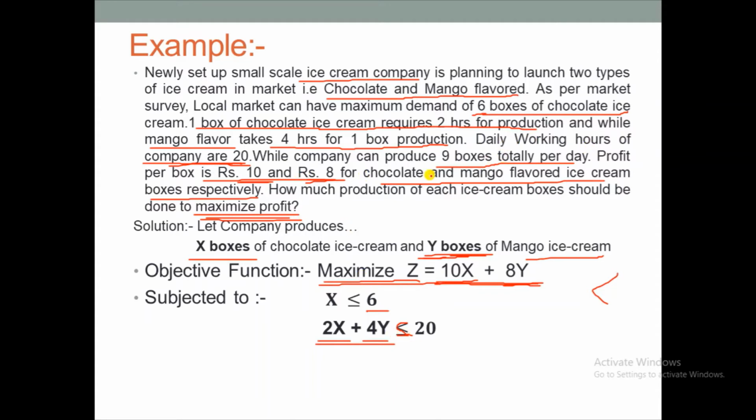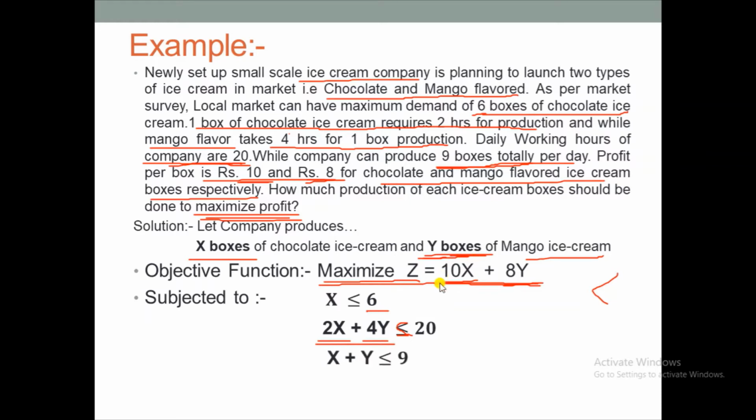What is the third line? The company can produce 9 boxes totally per day. That means the total production capacity of the company is 9 boxes, by considering chocolate as well as mango. So the number of chocolate boxes is X, the number of mango boxes is Y, and the total number of boxes can be maximum 9 or less than that.